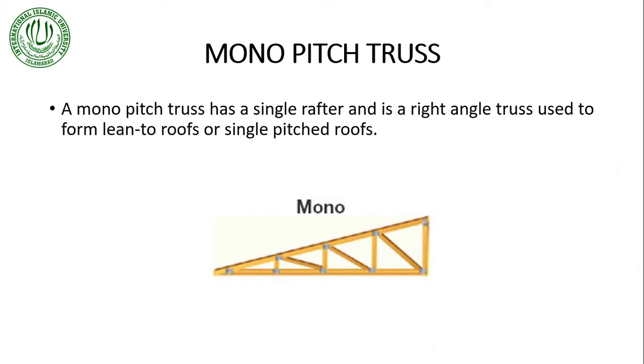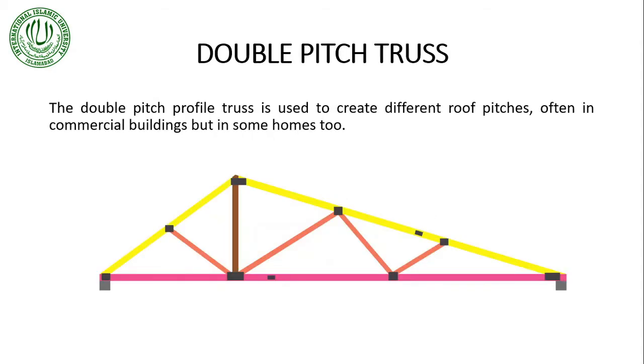Okay. The easiest one is the mono pitch truss. This is a type in which we have only one top rafter, or top chord, and it is a right angle truss used to form lean-to roofs or single pitched roofs. So the mono pitch truss is also called a single pitched roof. The other one is the double pitch truss, which is the normal triangular truss. This kind of truss is used to create different types of roof pitches, whether in commercial buildings or industrial areas, and sometimes we use it in homes too.